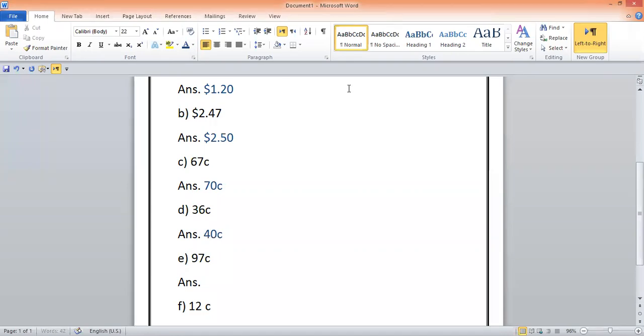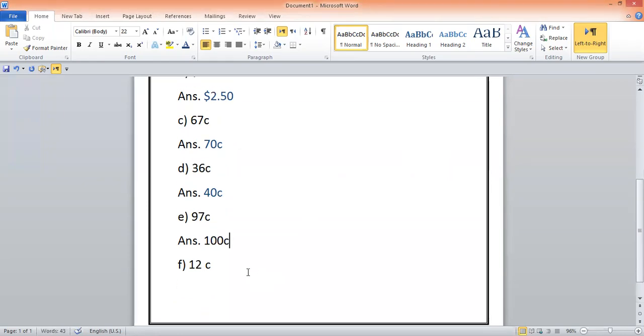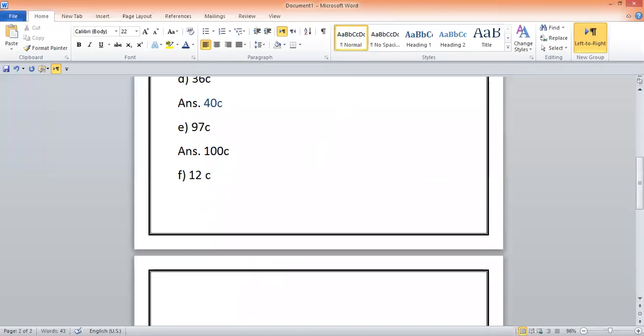97. Yes, guys. Round off to the nearest 10 cent. 97. 100. Very good. 100 cents. $1. That's very good. You can write 100 cent or you can also say $1.